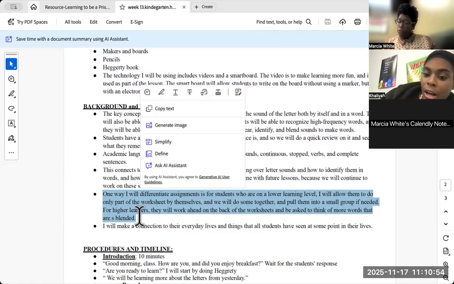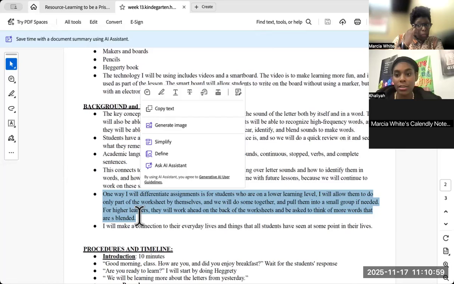And then for my higher learners, about a handful of them can breeze through that assignment really fast. I would ask them to just think of words. I want them to continue working on those S blends, so I want them to think of words that have an S blend in them, on top of incorporating the letter sounds we've been learning. Since S blends are fairly new in our classroom, I wanted to keep them on their brain. Okay, I understand that.